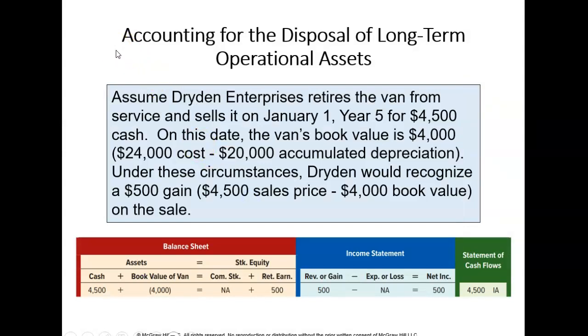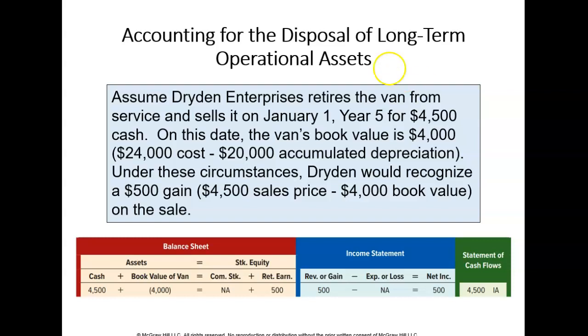Okay? So remember that we bought the same van for $24,000. Now we're in year five. At the end of year four, the book value is 4,000. Remember, book value is original cost minus cumulative depreciation. But we sold this van for 4,500.